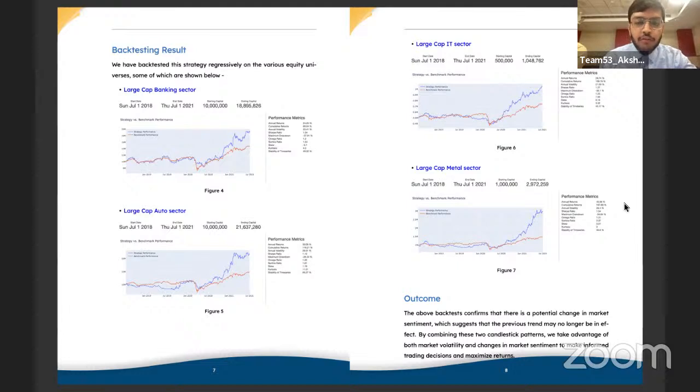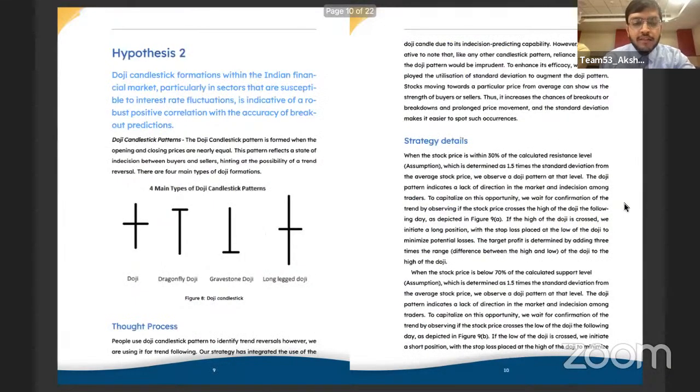So what can we draw from this? The above backtest confirms that there is a potential change in the market sentiment, which suggests that the previous trend may no longer be in effect. And we have used candlestick patterns and the mean reversion strategy to find when the market sentiment is changing and take profit out of that. So this is our first hypothesis. Now let's move on to our second hypothesis.